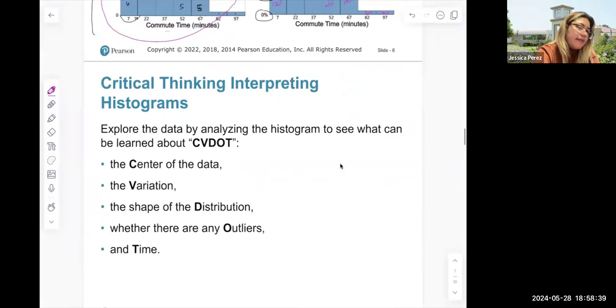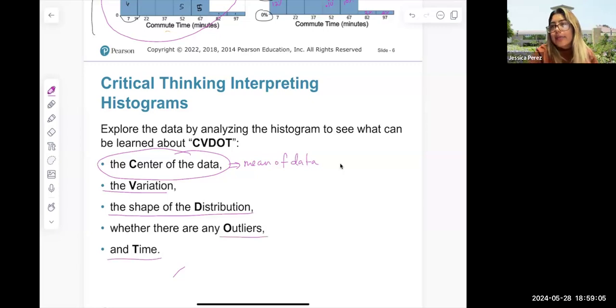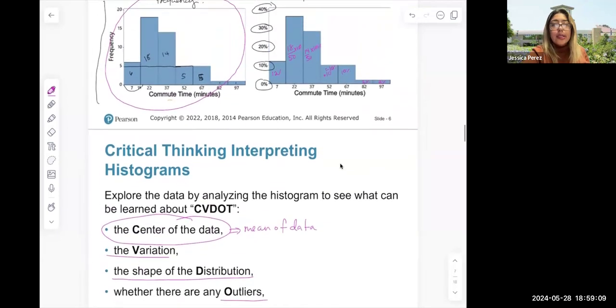So when we have these histograms, what are we supposed to do with those? We're going to be exploring the data by analyzing the histogram to see what we can learn about CVDOT. What is CVDOT? We want to find the center of the data, the variation of the data. The center of the data is usually your mean. Then the variation, the shape of the distribution, whether there are any outliers, and the time. So how long is it? Is it analyzing it by time?